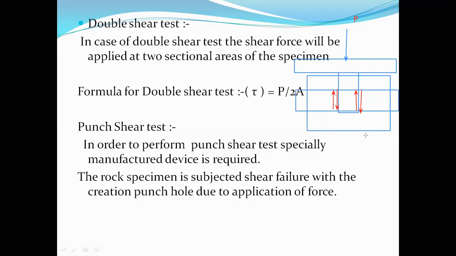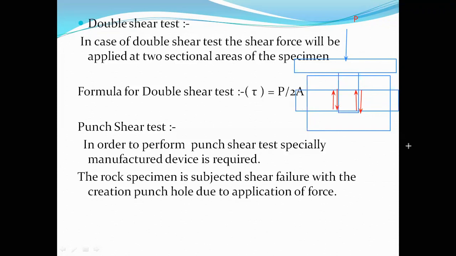If I apply the load, it fails like this and passes through, and there will be a hole. This is the specimen, and it gets failed at this location. So the formula for the double shear test is P by 2A. Why 2A? Because it failed at two different locations, that's why the area is twice that.